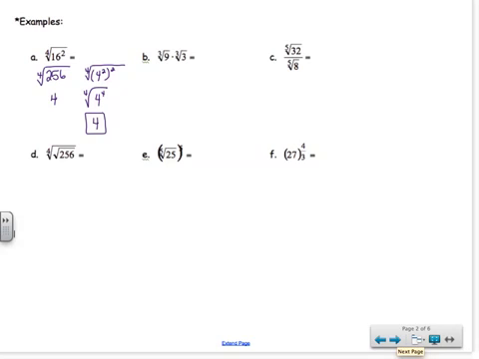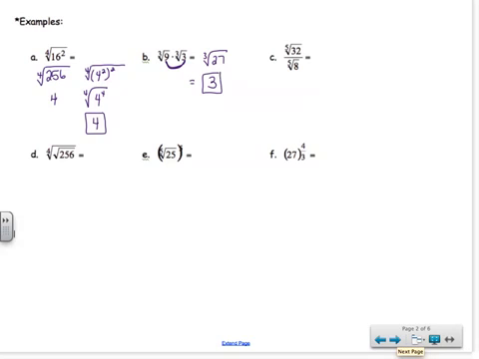Now, if we look at this next example, we can't take the third root of 9 evenly, and we can't take the third root of 3. But since they're both third roots, we can multiply what's under the radicand and get the third root of 27, and we can take the third root of 27. That is in fact 3.